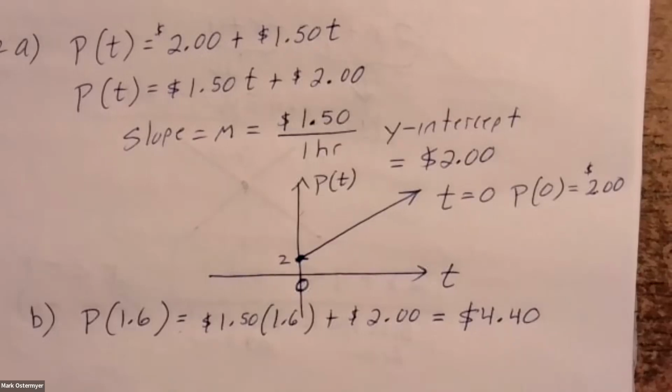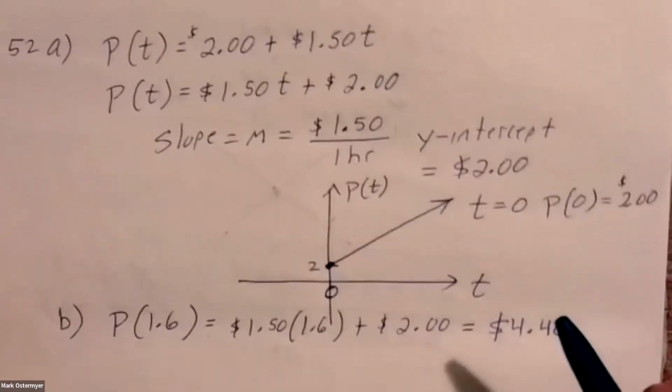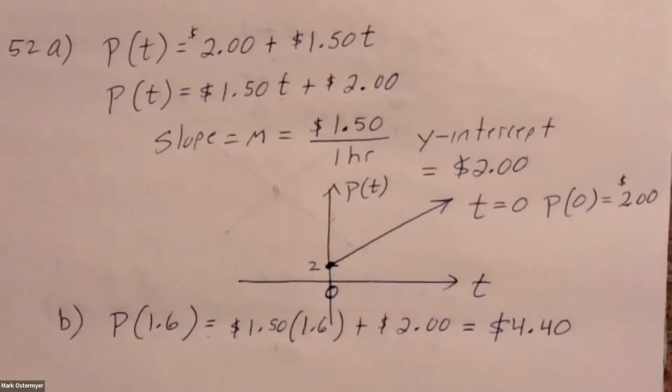That problem make any sense there? Any sense? No pun intended. Did it make any sense? Okay, that's a classic problem involving cost. All right, that's problem number 52 on page 223, section 2.5.